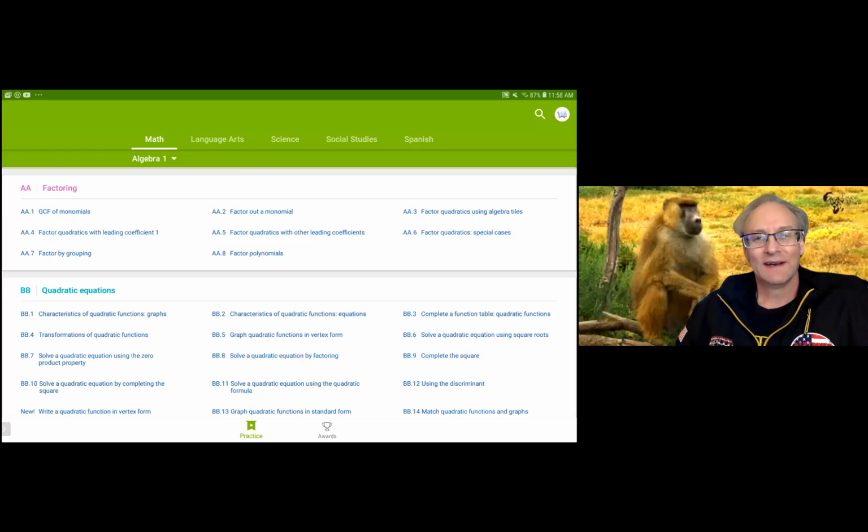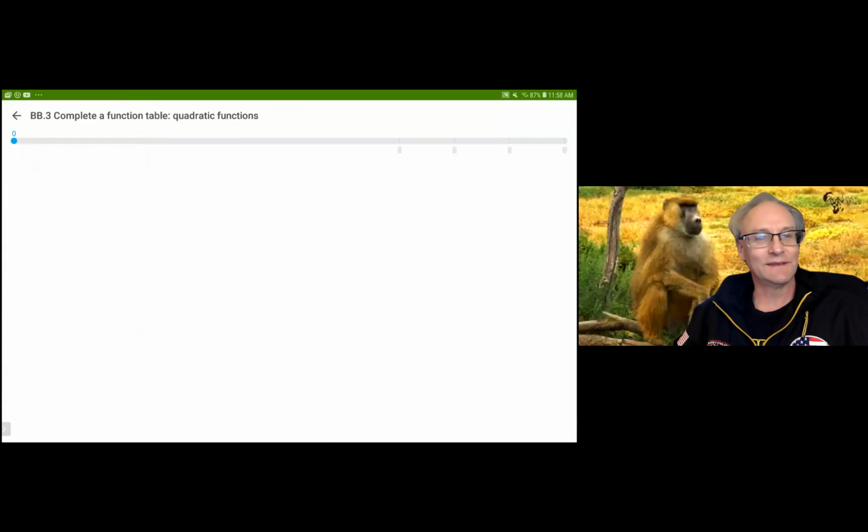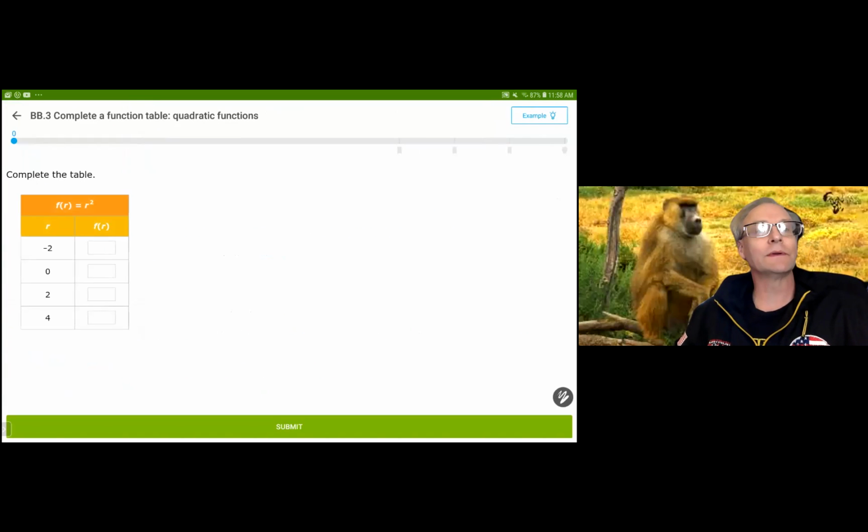Hi, everybody. We're doing quadratics and we're looking at a function table. I have it in a preview, so I'm really looking forward to this one. It's going to be a surprise. This is the BB.3. Let's take a look and see what they gave us. We're probably going to be substituting in some values.